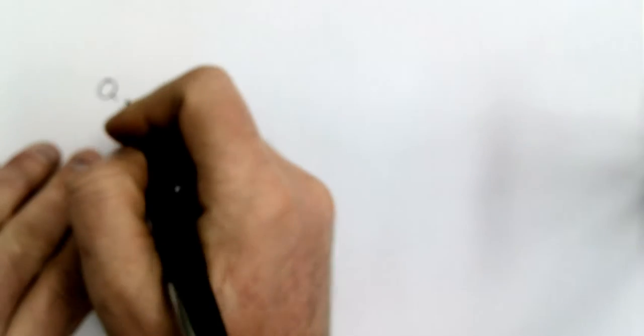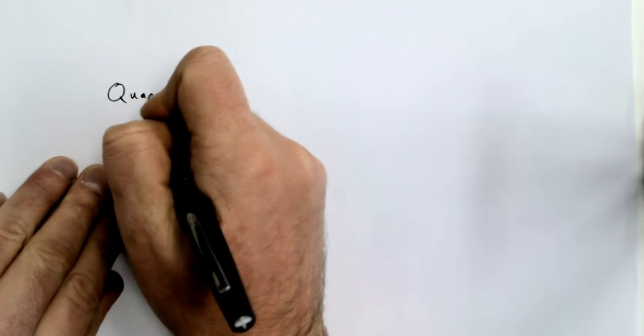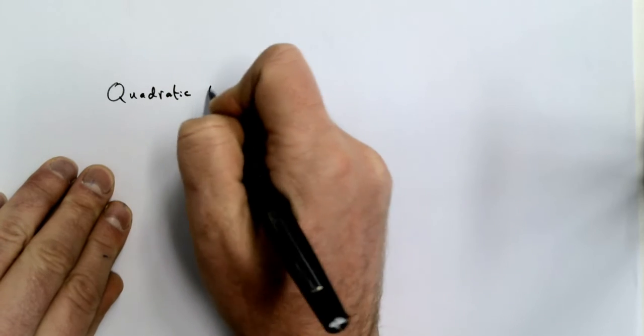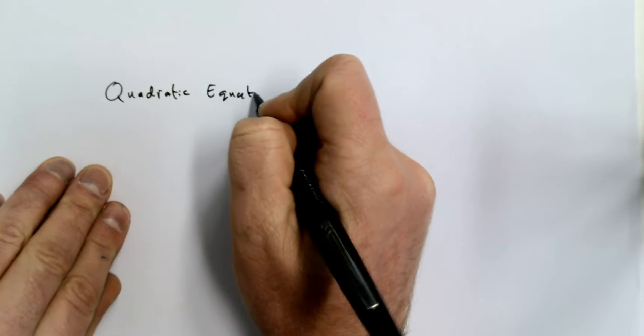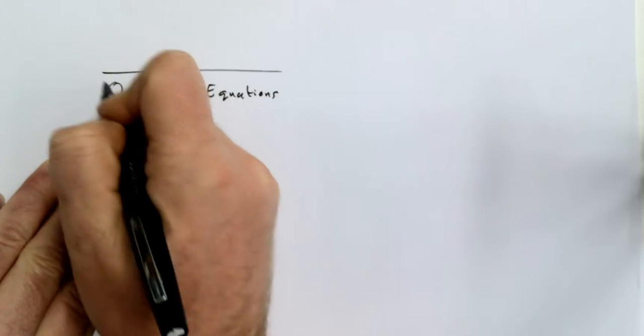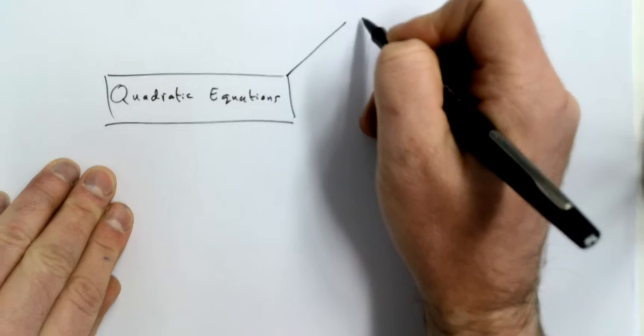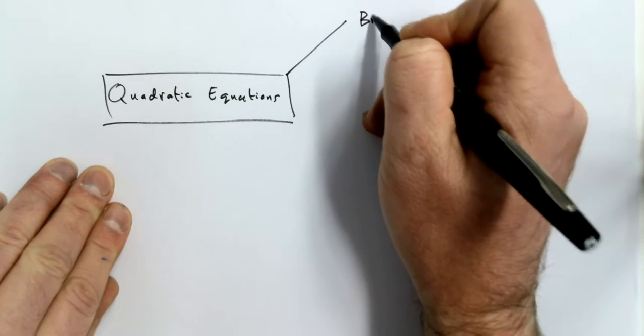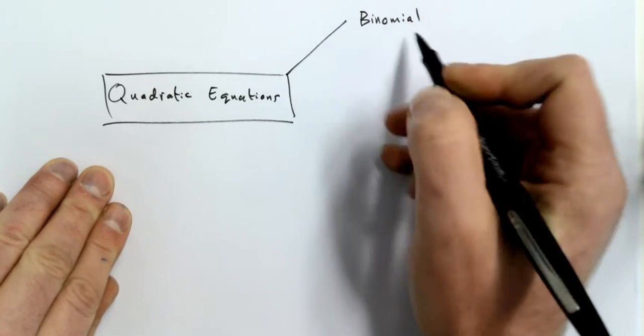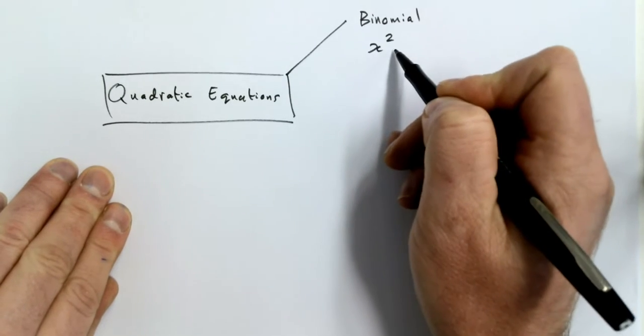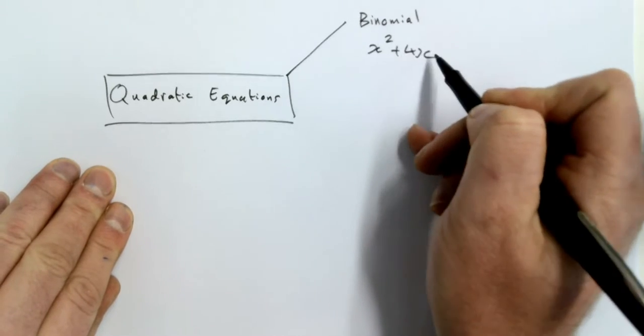This is a video on quadratic equations, and there's a family of quadratics which we can consider. Quadratic equations, and let's start off with binomial. So that's of the type x squared plus 4x.